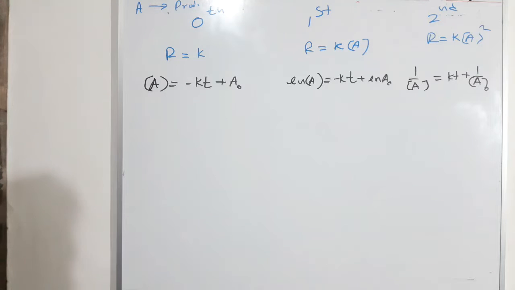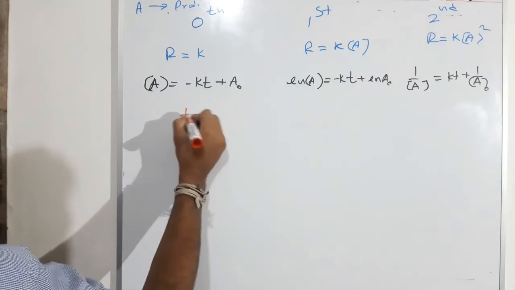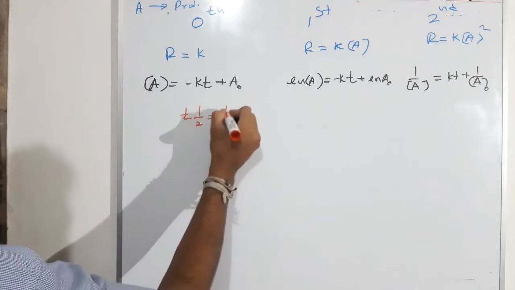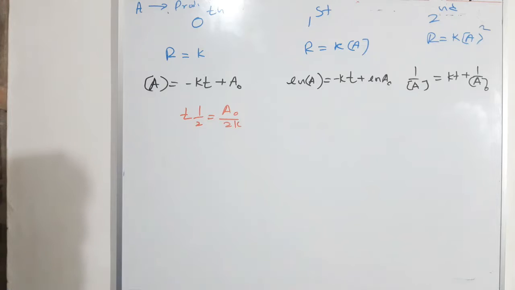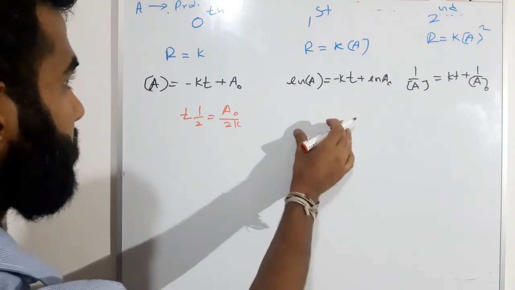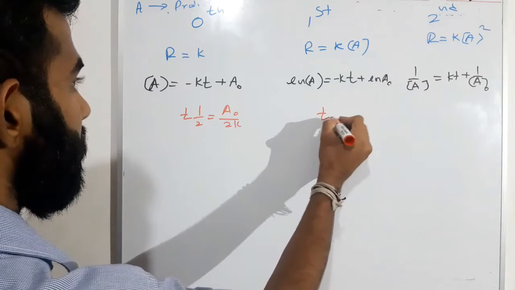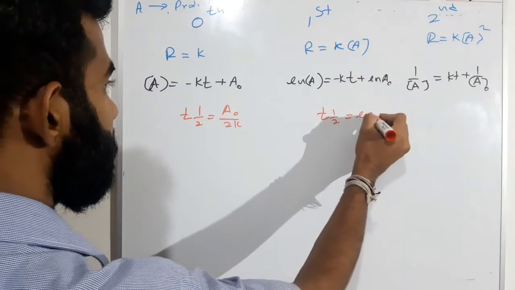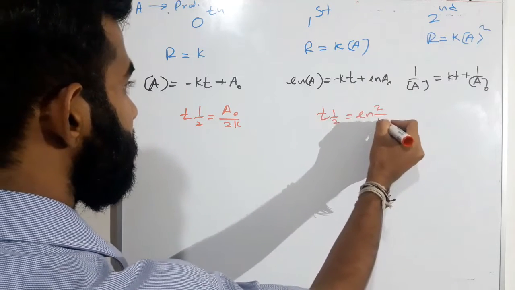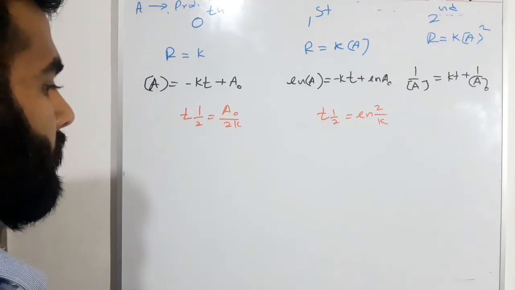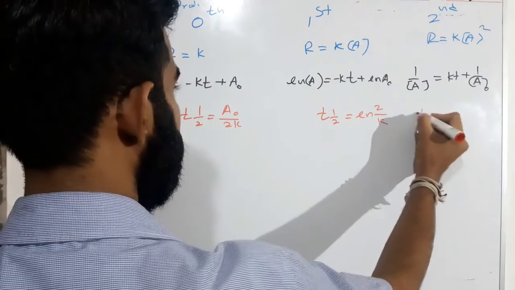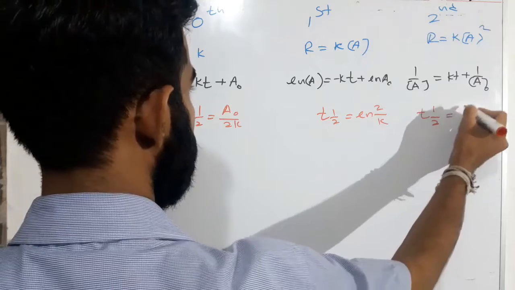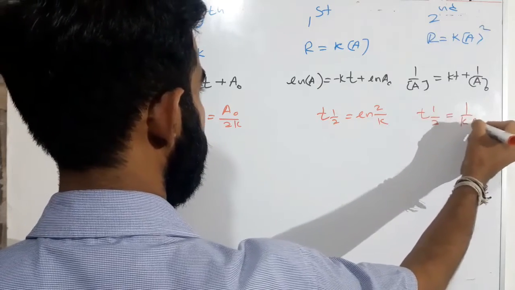Half-life of zeroth order reaction was t half equals [A]₀ divided by 2k. What about the half-life of first order reactions? It was t half equals ln 2 divided by k. What about the half-life of second order reactions? It was t half equals 1 over k[A]₀.